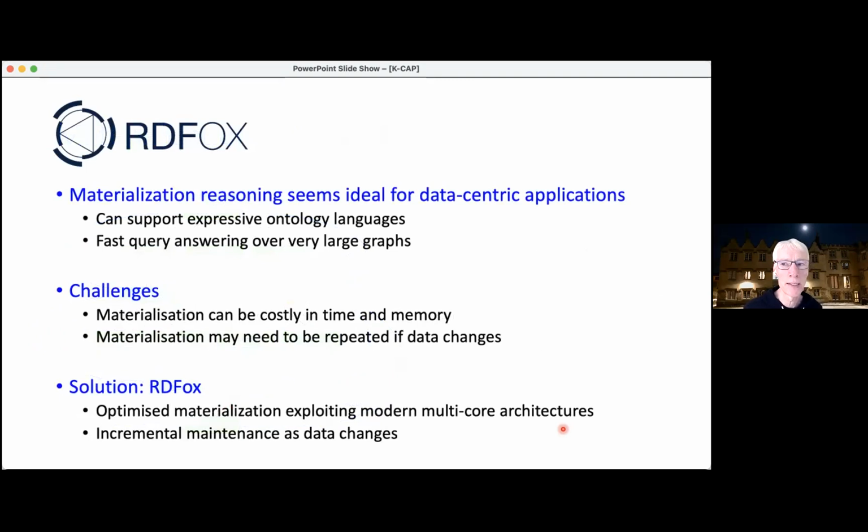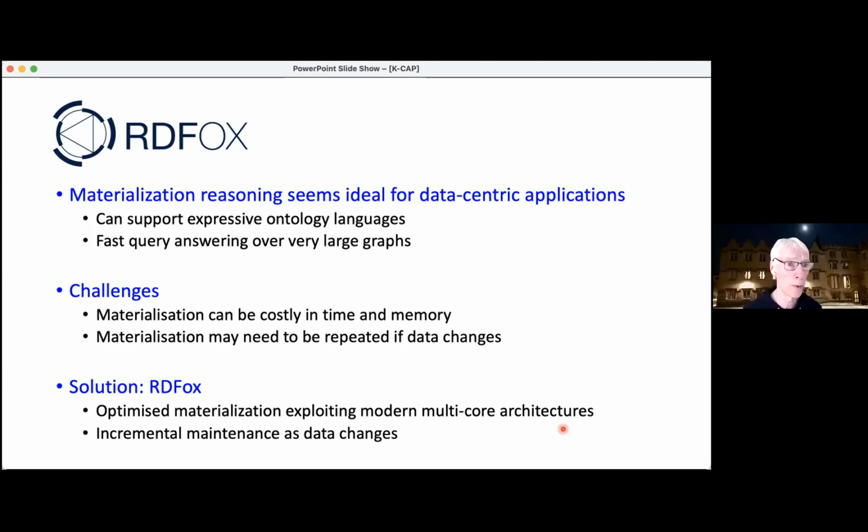Some of these considerations were what motivated our research into RDFox, which was motivated by the fact that materialization-based reasoning seems quite a good idea for these data-centric applications. I can support quite an expressive ontology language, not as expressive as the whole of OWL, but still pretty powerful.